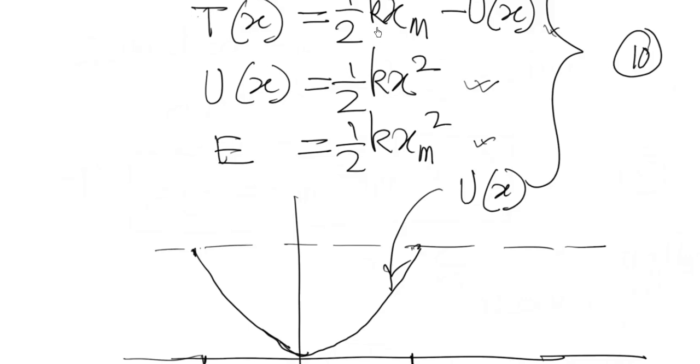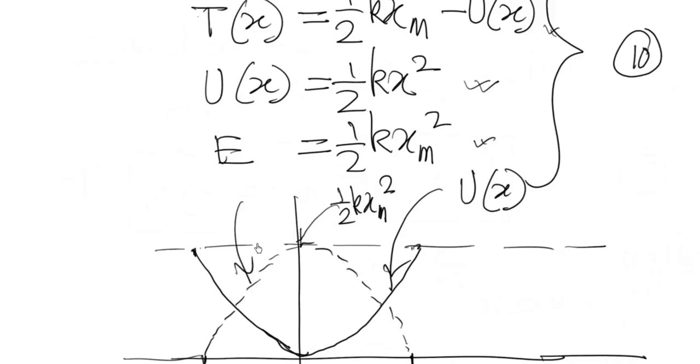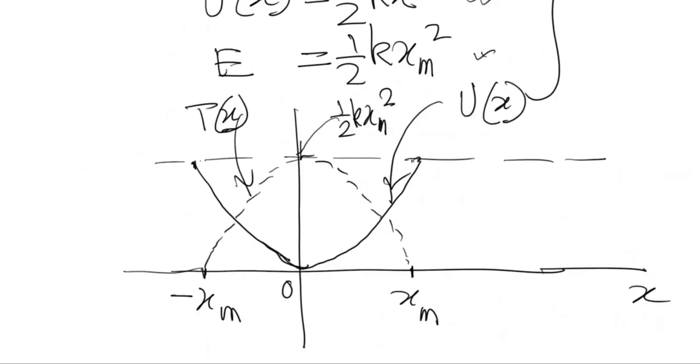And kinetic energy, this is half k xm square, so this point is xm square. And so if you plot this, this one is kinetic energy. And if you add at any position, you will get the total energy. So this is total energy.